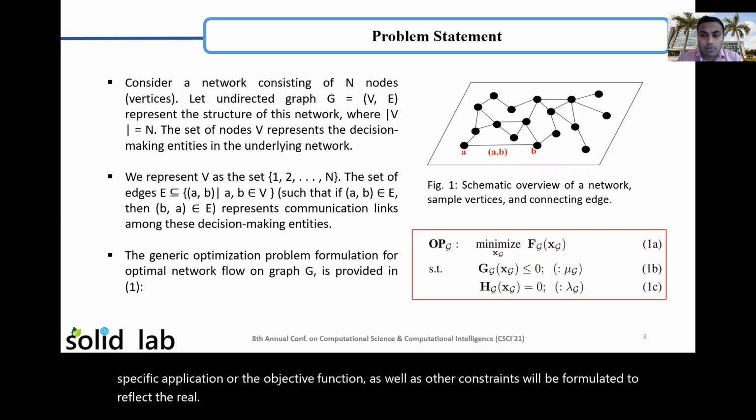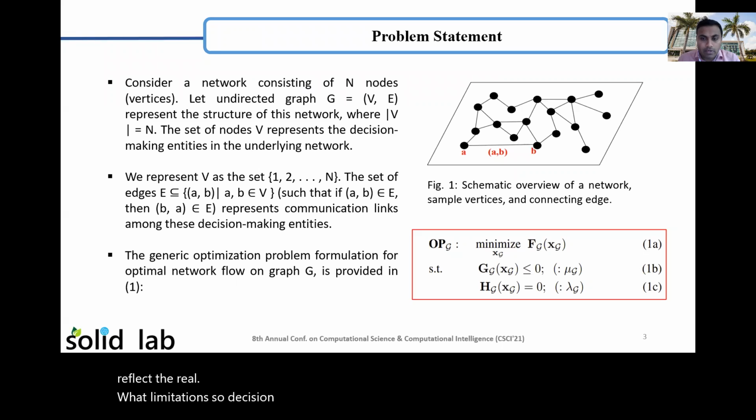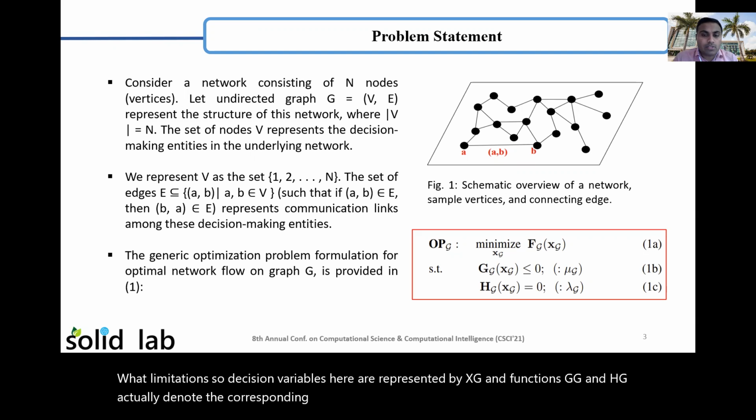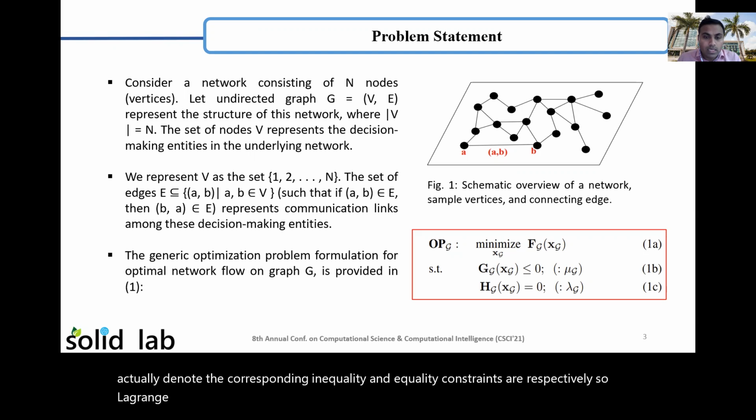So decision variables here are represented by x_G, and functions g_G and h_G denote the corresponding inequality and equality constraints respectively. The Lagrange multipliers corresponding to inequality and equality constraints are represented by mu_G and lambda_G respectively.